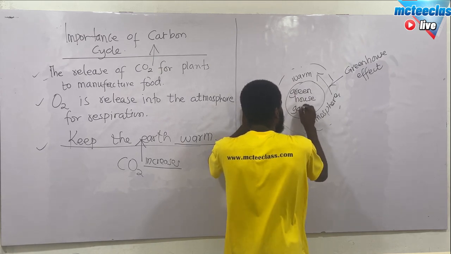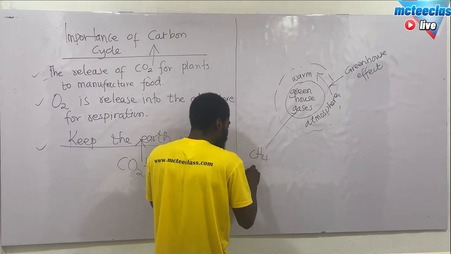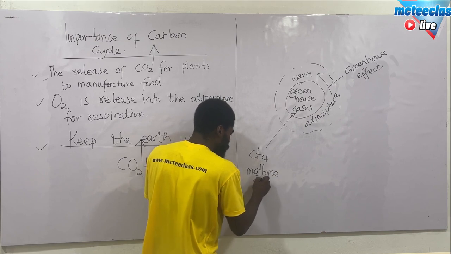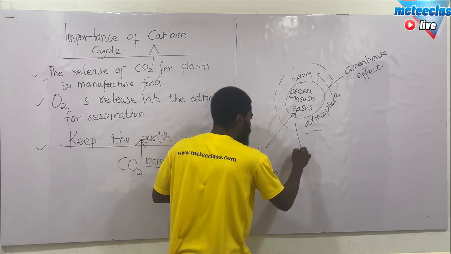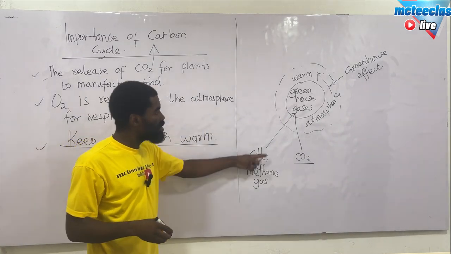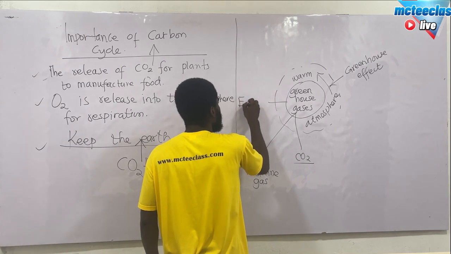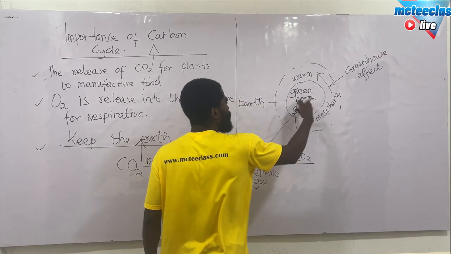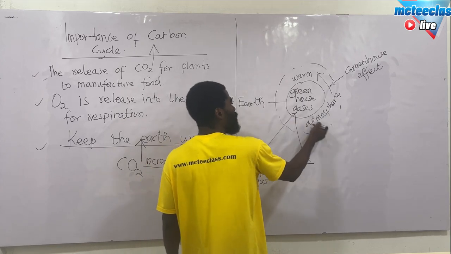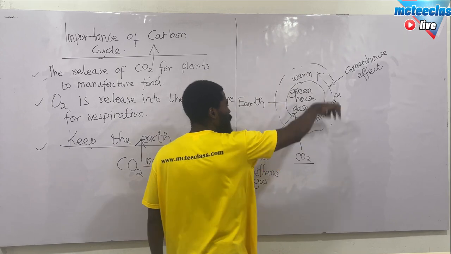Greenhouse gases, for example CH4, which is methane gas. Then another one is the CO2, which we have been talking of all this while. Then we have these greenhouse gases, a lot of them here. They will cause the gradual warming of the atmosphere.